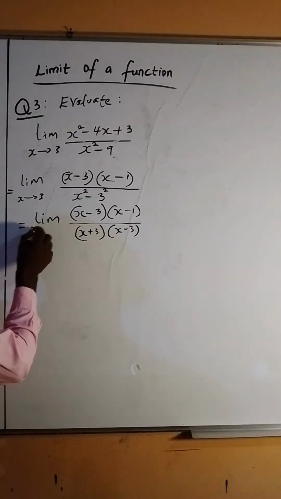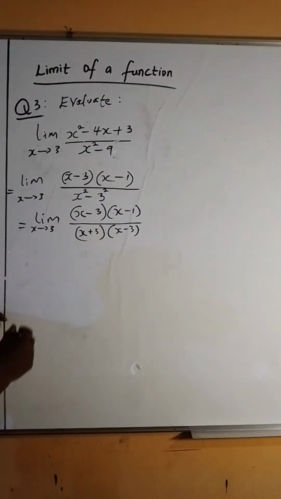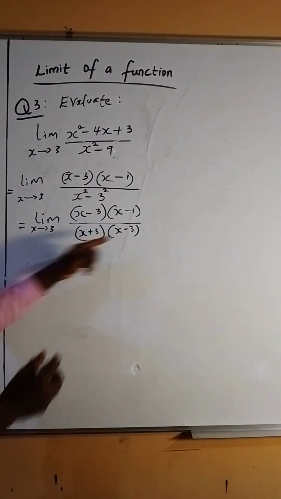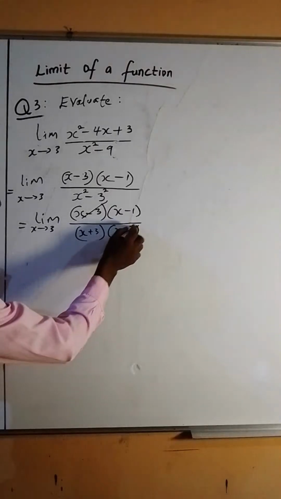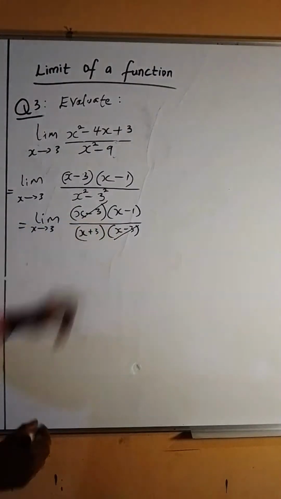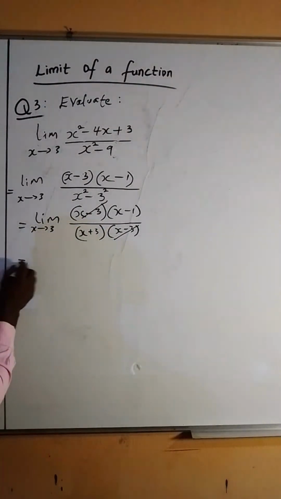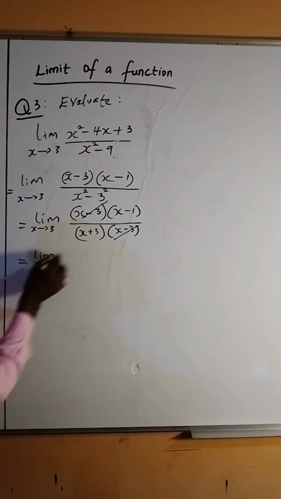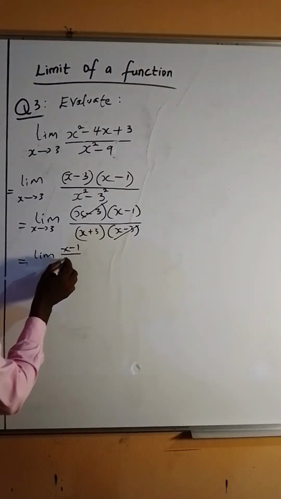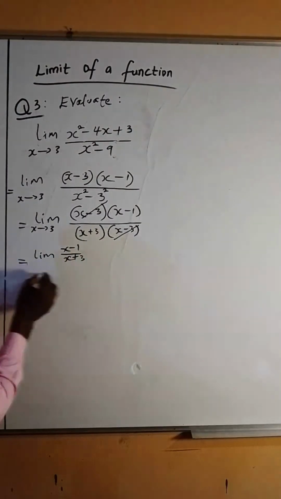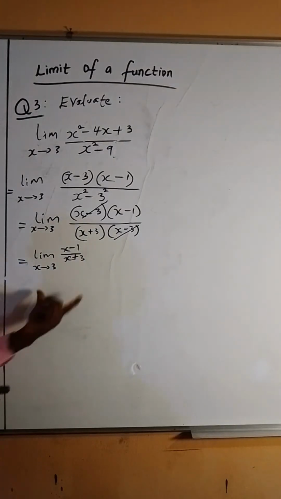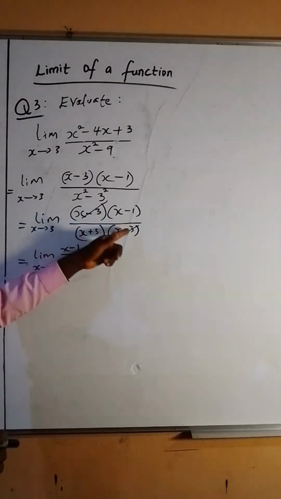Then here we have x approaching 3. But before we do our substitution, we can see that two brackets are similar here. They are alike. So what do we do? We cancel them. We cross them out. When we cross them out, we will now be left with the limiting function of x minus 1 divided by x plus 3 as x approaches 3. This is what we are going to be left with after canceling.